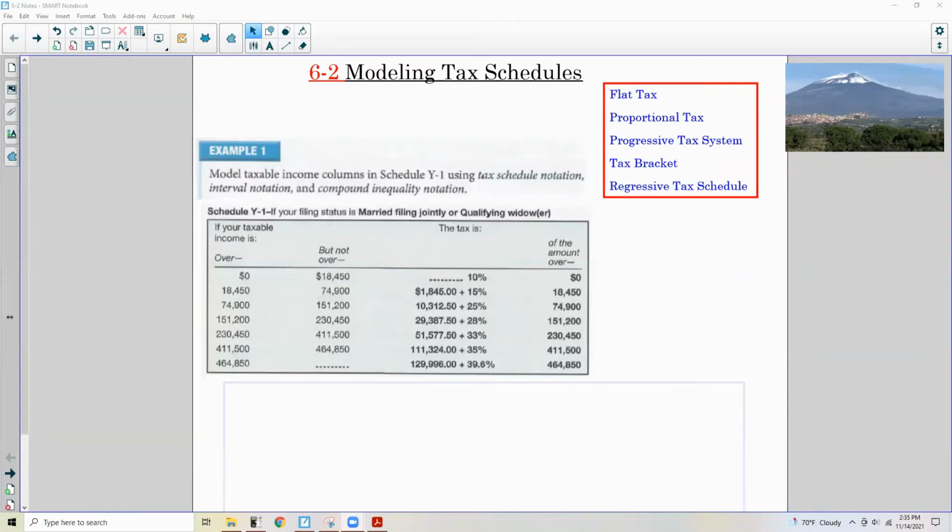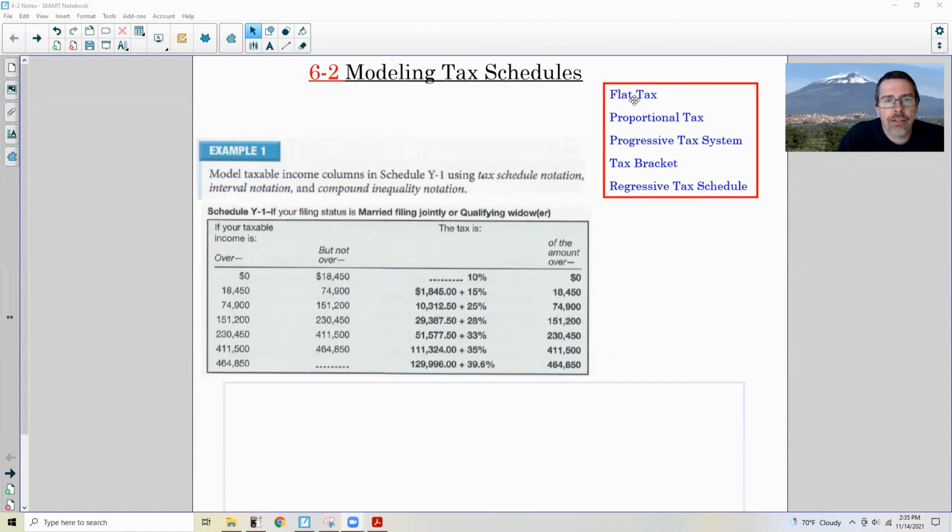All right, Chapter 6.2, Modeling Tax Schedules. All right, so brand new background today. I was out walking this morning, and this is a picture of Mount Etna in Sicily, and it just looked magnificent this morning. So there's a new photo.